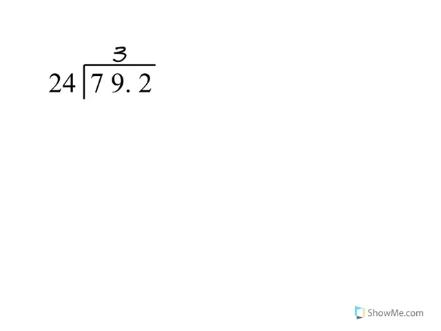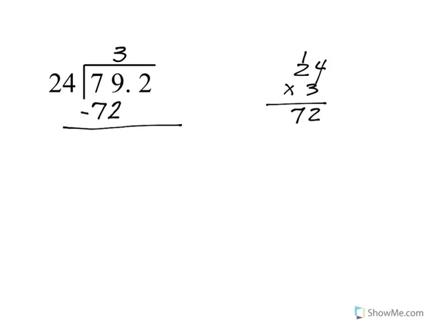Over to the side, I'm going to multiply 24 times 3. I know that 4 times 3 is 12. I'm going to put my 2, carry my 1. 3 times 2 is 6, plus 1 is 7. And 3 times 24 is 72.